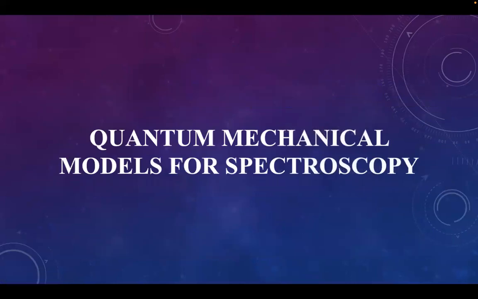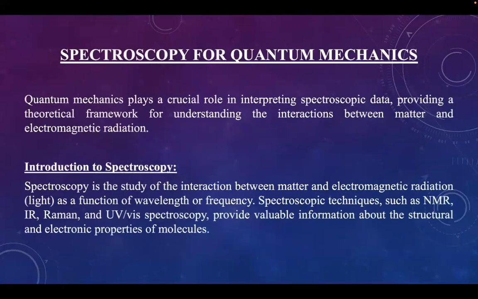Quantum mechanical models for spectroscopy. Spectroscopy for quantum mechanics. Quantum mechanics plays a crucial role in interpreting spectroscopic data, providing a theoretical framework for understanding the interactions between matter and electromagnetic radiation. Introduction to spectroscopy. Spectroscopy is the study of interaction between matter and electromagnetic radiations as a function of wavelength or frequency. Spectroscopic techniques such as NMR, IR, Raman, and UV-based spectroscopy provide valuable information about the structure and electronic properties of molecules.